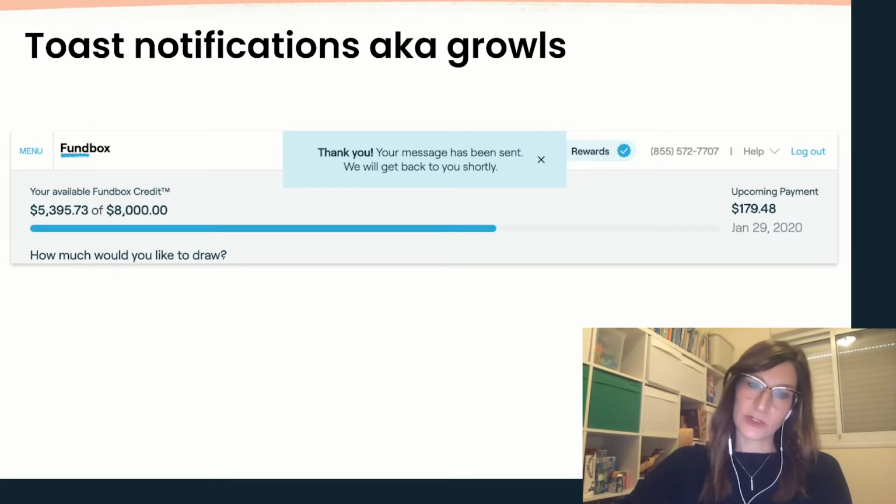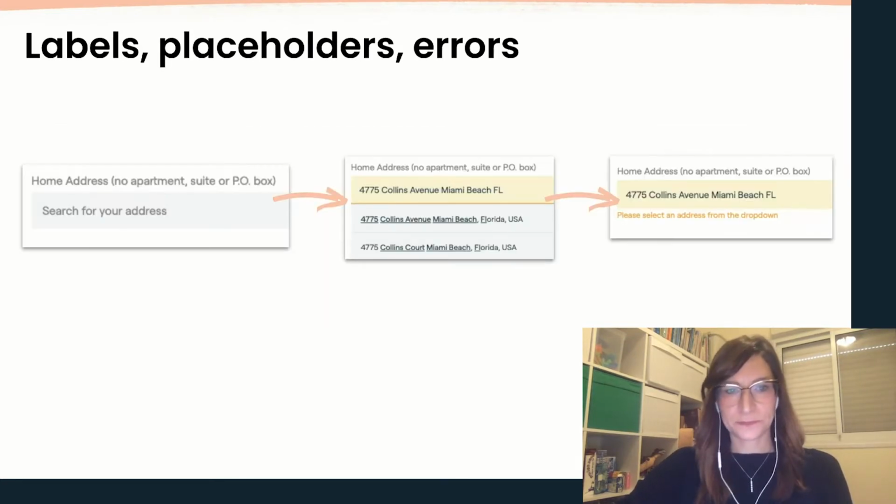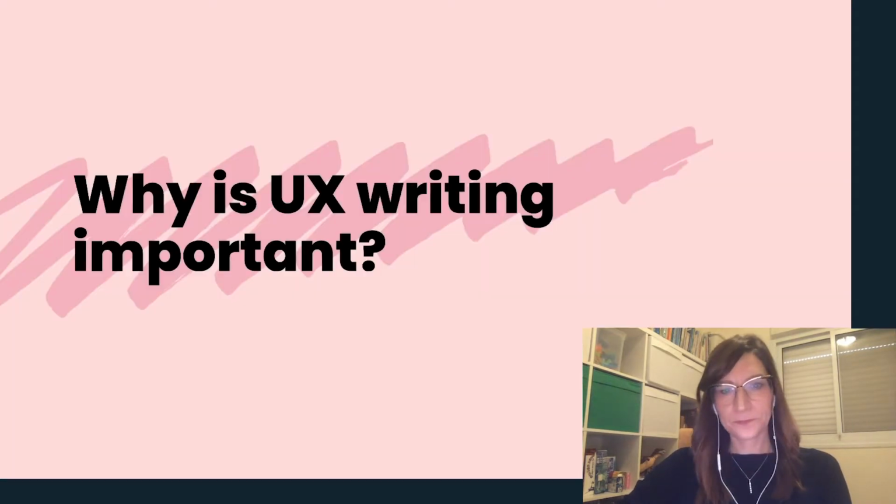They can also give users errors, help them get back on track, but they can be really critical parts of the interaction between the product and the user. Labels, like here where it says home address above the input field, placeholders where it says search for address, and error messages if those two pieces of microcopy were not enough to get the user to fill in the field the way you need them to. Those are all really important parts of the words in the product that help the users interact with it.